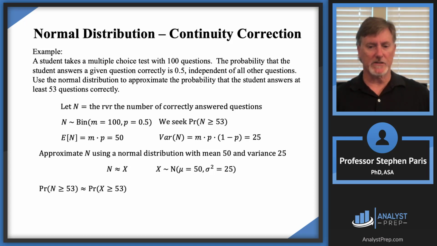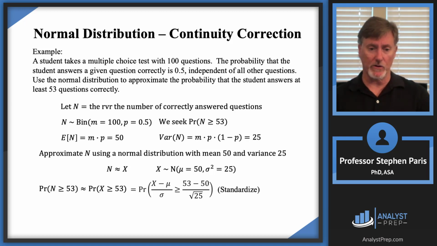Then the probability that capital N is greater than or equal to 53 would be approximated by the probability that capital X is greater than or equal to 53. At this point, capital X is a normal distribution. It's not a standard normal distribution, but it's a normal distribution. So we go through the process of standardizing it, and then the value we seek is just the probability that the standard normal distribution is greater than or equal to 0.6.